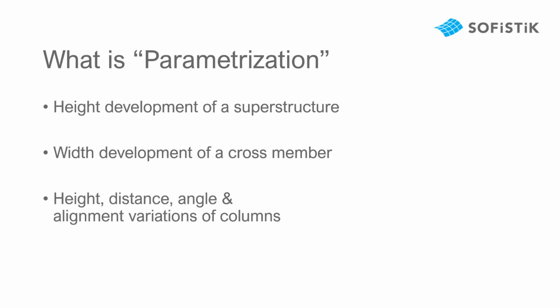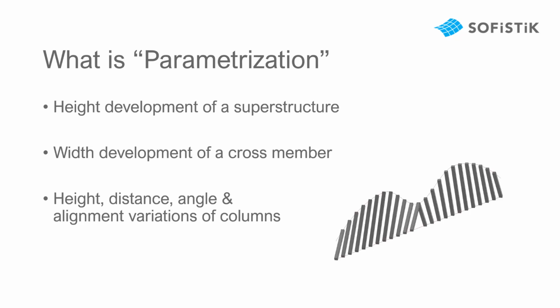The next example I chose considers a variation of parametrizations, like height, distance, angle, and alignment variations of the columns. So this can be controlled in this case not only by one axis but also by considering a secondary axis as well as multiple variables along the axis.